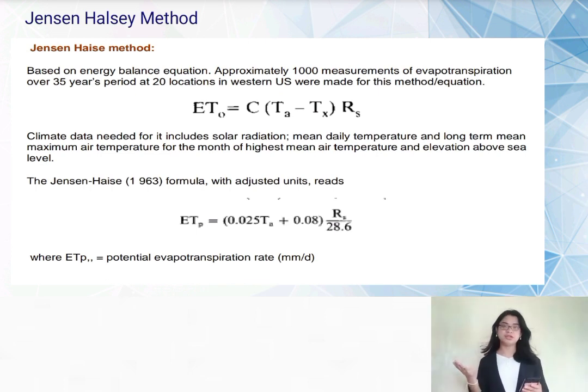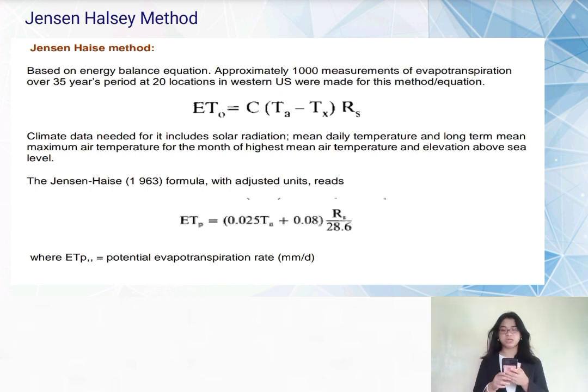For easier and clearer understanding, the Jensen-Haise method is another way to estimate the water needs of crops, specifically focusing on the evaporation and the transpiration, also known as evapotranspiration, from the soil and plants. Here is a simplified explanation. For solar radiation, this method primarily uses solar radiation data. The idea is that more sunlight leads to more water evaporation and plant transpiration. For temperature, it also considers temperature. As temperature rises, the water needs also increase.